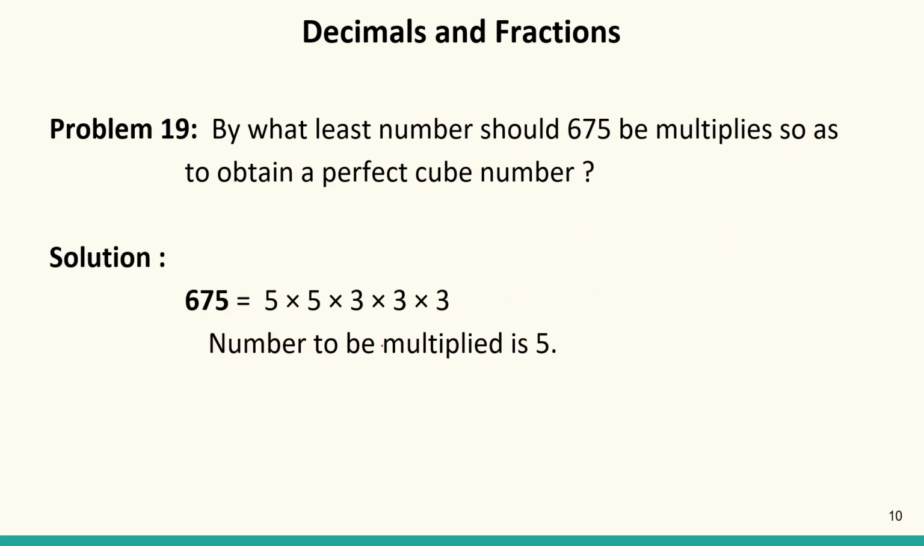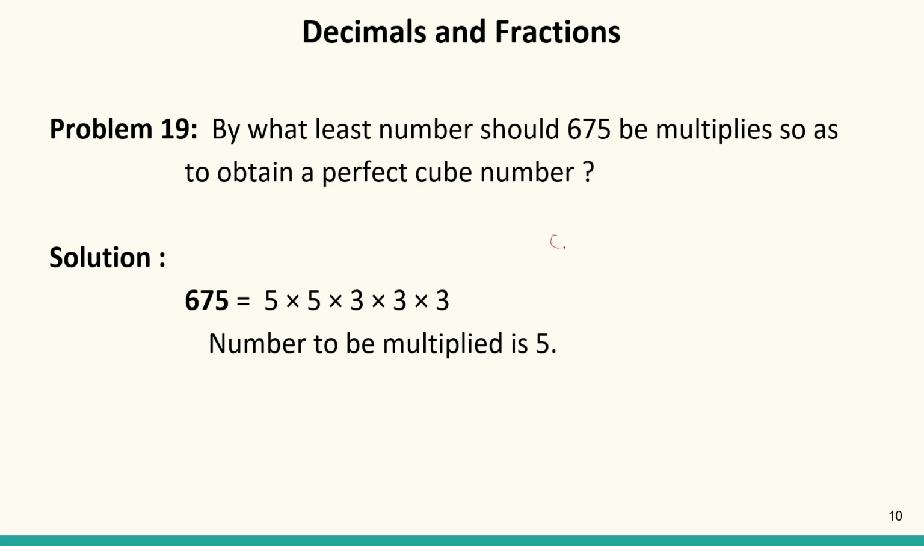So let's see. What we do here is we prime factorize 675. Since there is a 5 in the unit position, we can say that 675 is divisible by 5. By prime factorization what we found out was 5 into 5, that is 25, into 3 into 3 into 3, that is 27. So 25 into 27 is equal to this.